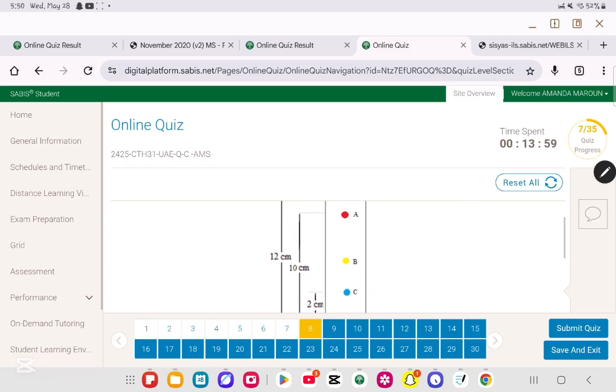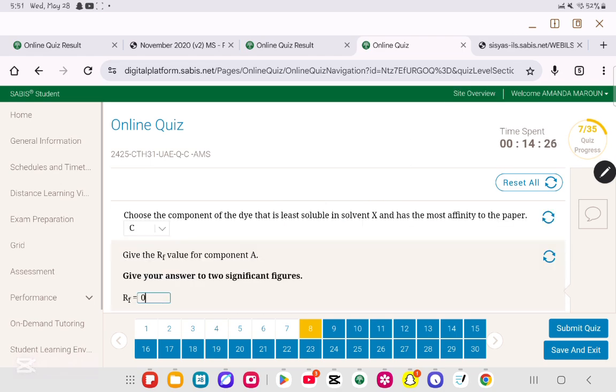Its distance from the baseline, which is 10 centimeters, over its distance from the baseline to the solvent front, which is 12 centimeters. So you'll put it on your calculator and you will get an answer of 0.83. I think they wanted it to 2 significant figures, so 0.83.